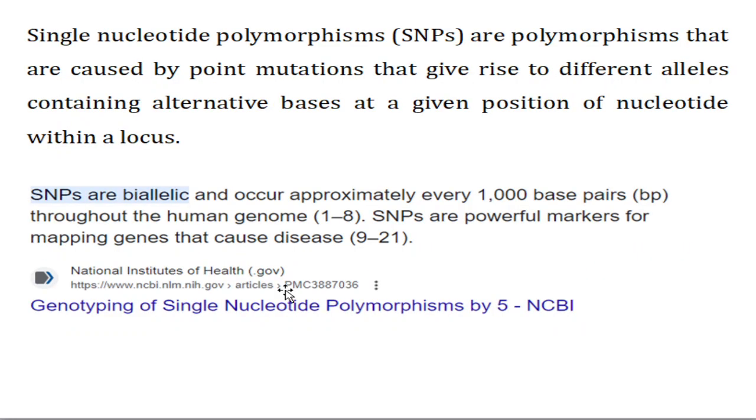Next is single nucleotide polymorphism. This polymorphism is caused by point mutation, which gives different alleles consisting of alternative bases at a given nucleotide position within a locus. So single nucleotide polymorphisms are generally biallelic in nature. Okay, you can refer to this particular article.